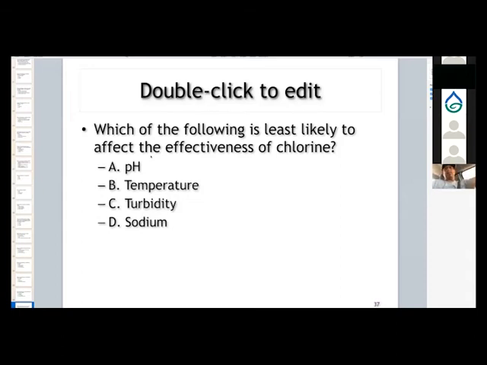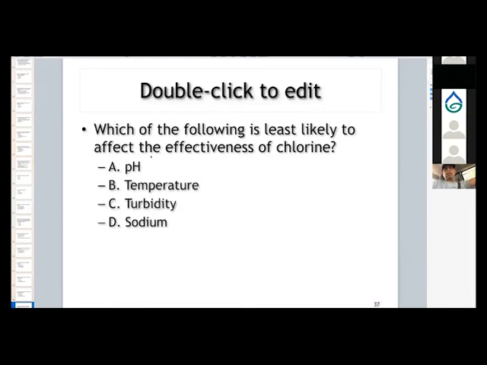Sorry. So A, pH, B, temperature, C, turbidity. The answer is D, sodium. So this is least likely to affect the effectiveness of chlorine. So when you're looking at chlorine and in terms of disinfection, temperature is a huge factor. The higher the temperature, the hotter the water, the more effective chlorine is at disinfecting.